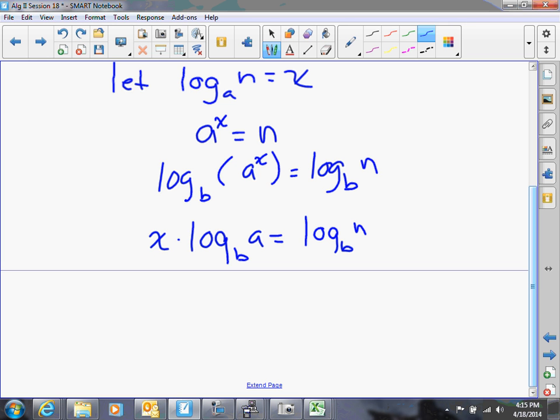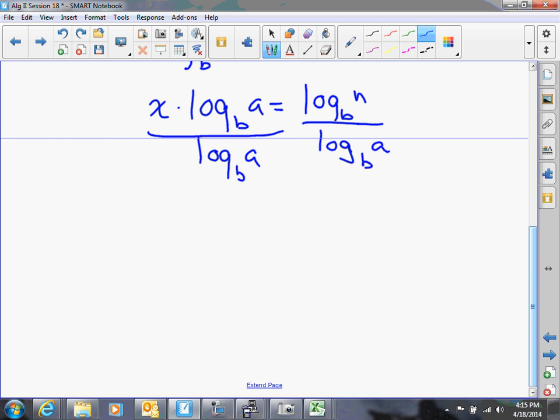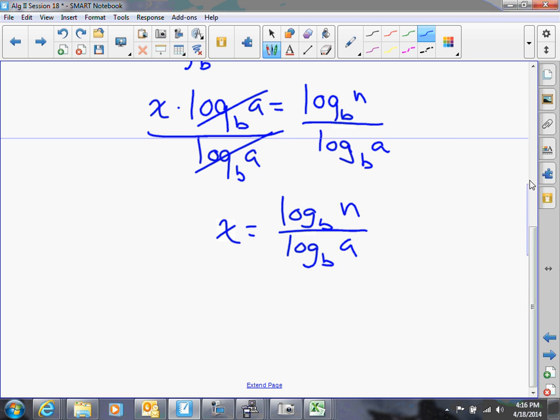Now, look at this, x times log base b of a. If I wanted to solve an equation that said 2x equals something, I'd divide by what x was being multiplied by. In this case, x is being multiplied by log base b of a. So that's what I divide both sides of this equation by, log base b of a. Now, look at this. This cancels with that, leaving x equals log base b of n over log base b of a.